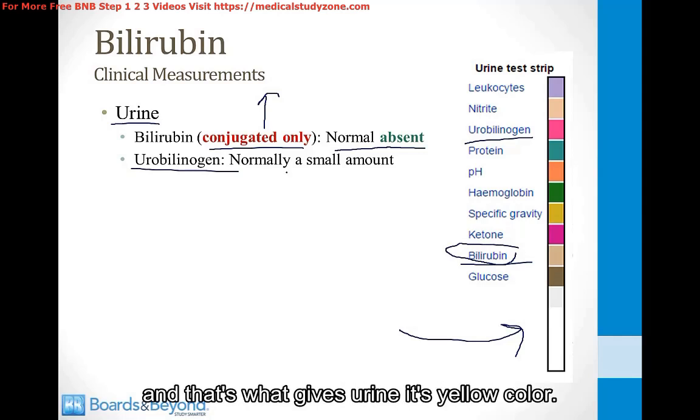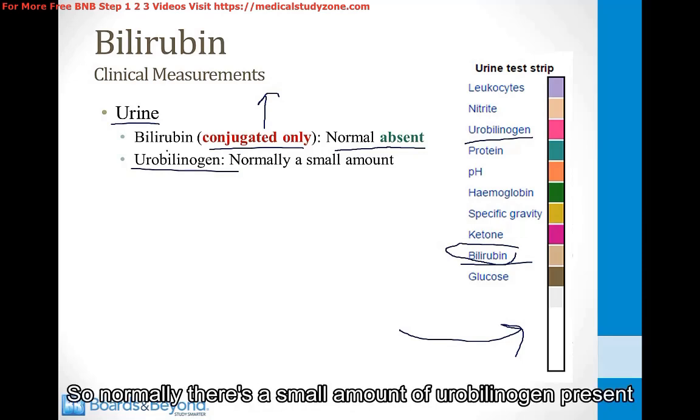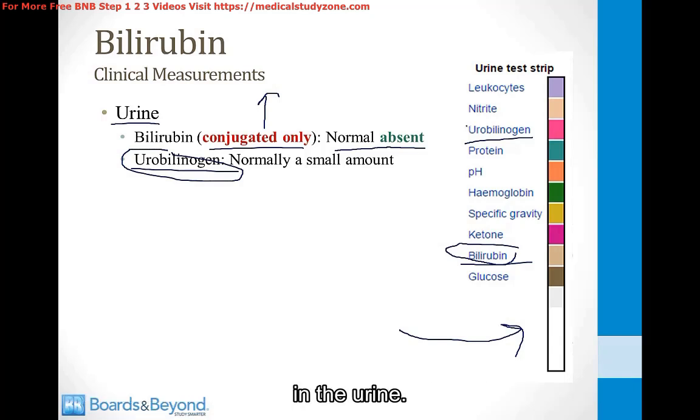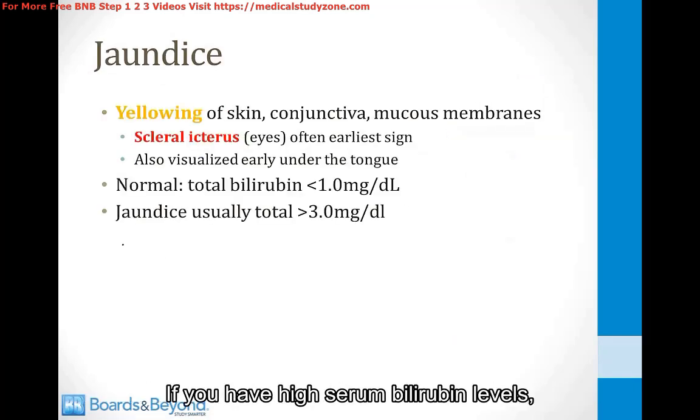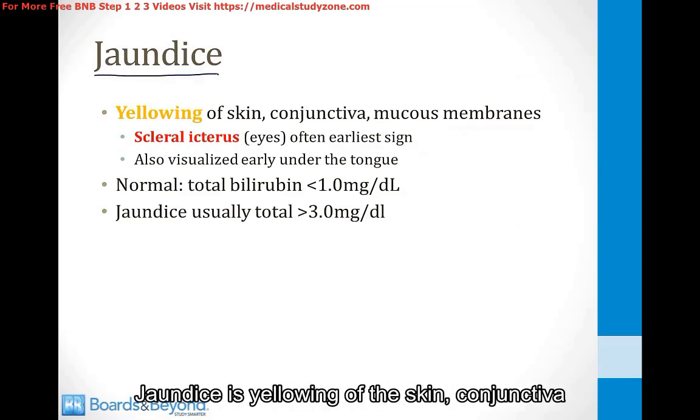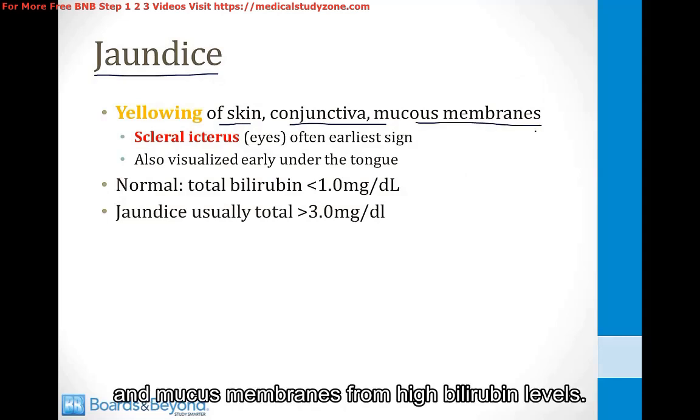That's what gives urine its yellow color. So normally there's a small amount of urobilinogen present in the urine, and you can detect that on a urine dipstick. If you have high serum bilirubin levels, you will develop jaundice. Jaundice is yellowing of the skin, conjunctiva, and mucous membranes from high bilirubin levels.